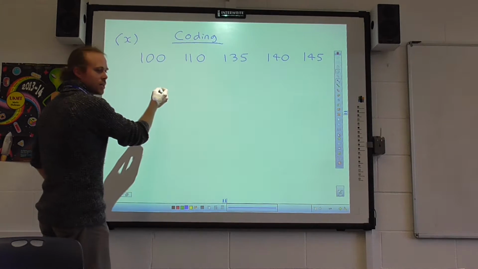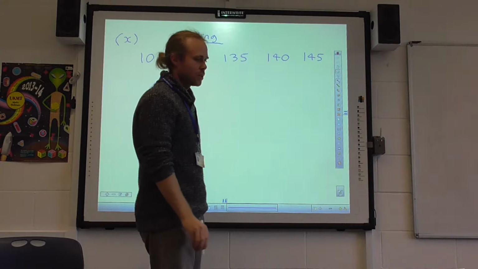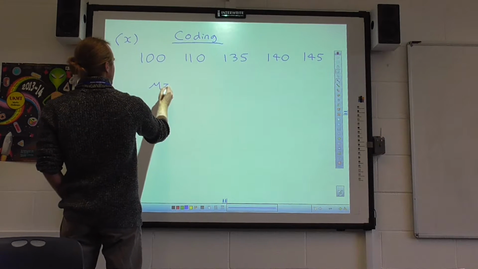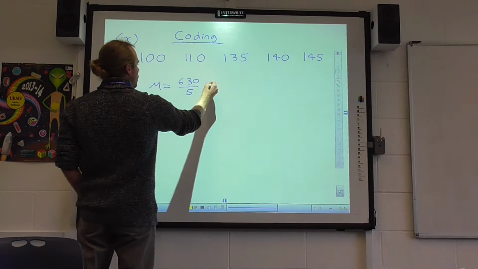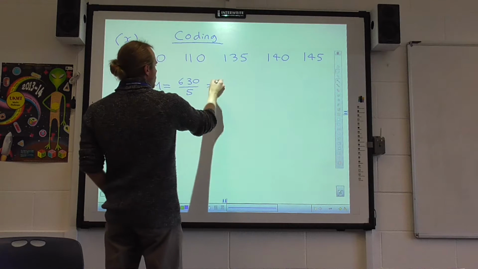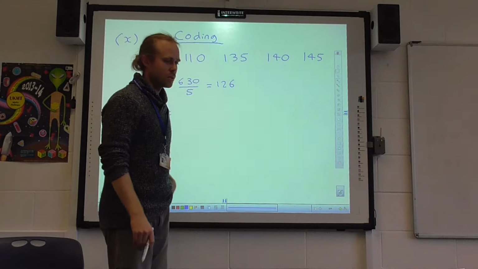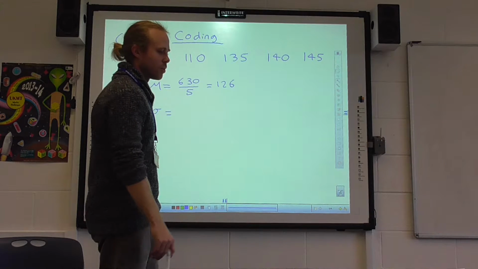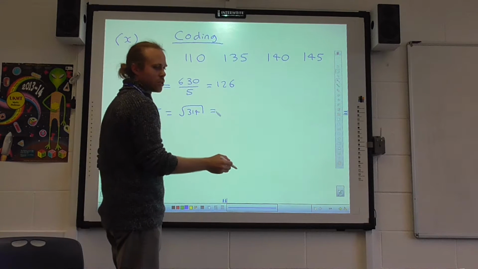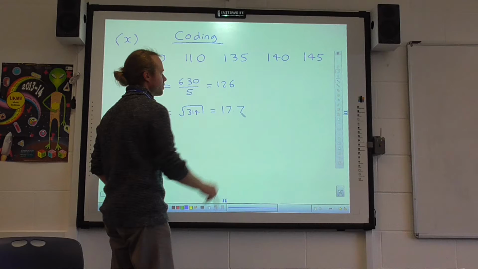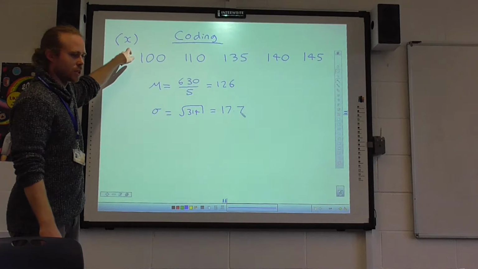So hopefully you've done that. The mean, you should have got 630 divided by 5, which gives you a value of 126. And the standard deviation, you should have got the square root of 314, which gives you 17.7. So this is our X data. That's our original data that we're going to start off with.